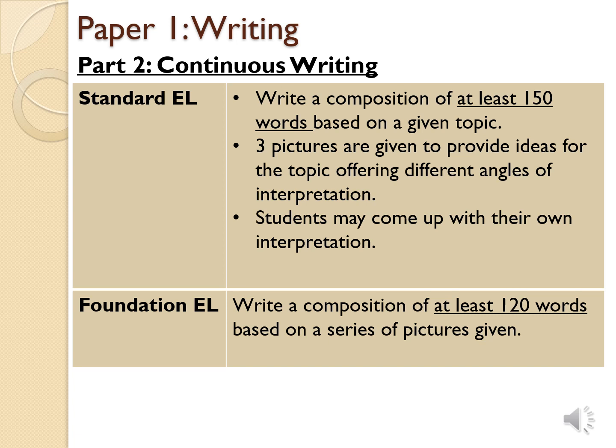Paper 1 also includes continuous writing. For Standard English, students are to write a composition of at least 150 words based on a given topic. 3 pictures are given to provide ideas for the topic. For Foundation English, students are to write a composition of at least 120 words based on a series of pictures given.